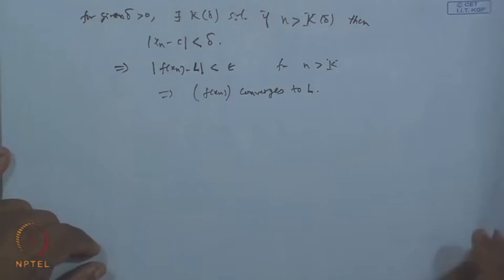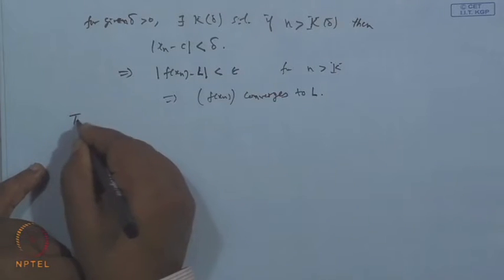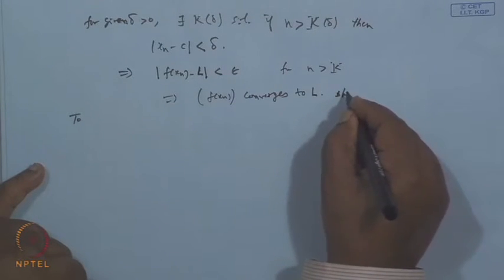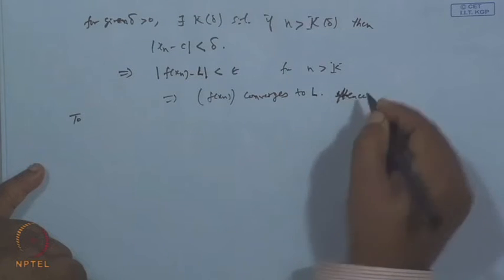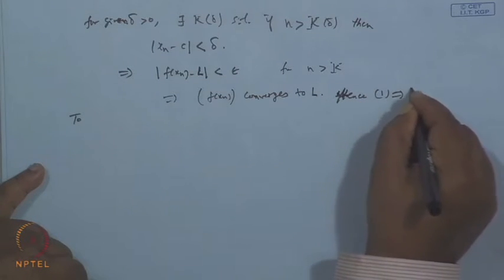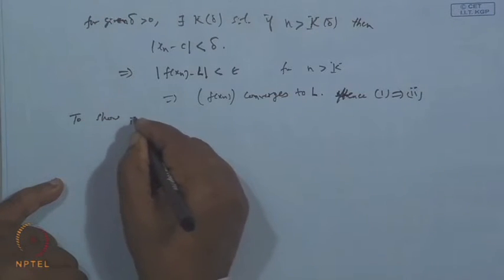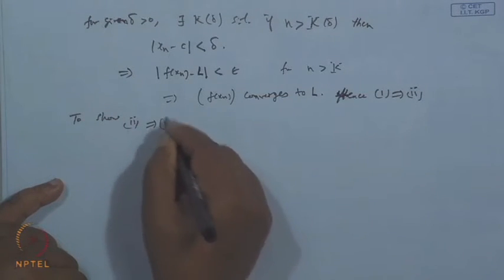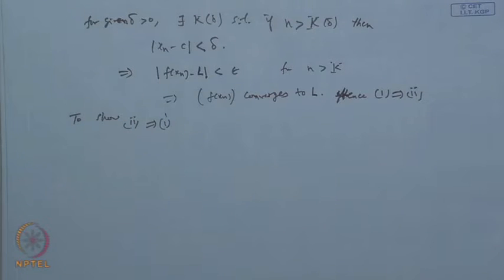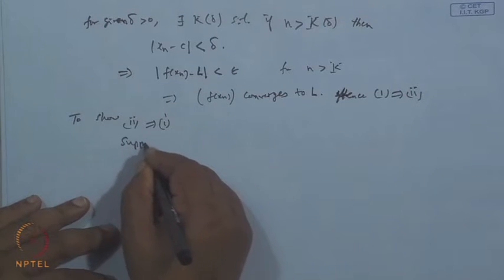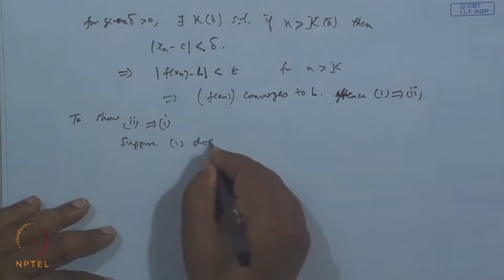Second, the converse part, to show 2 implies 1. This can be proved by contradiction. Suppose 2 holds, but 1 is not true. Suppose 1 does not hold.